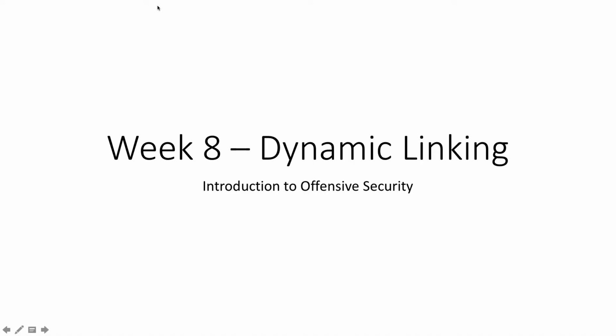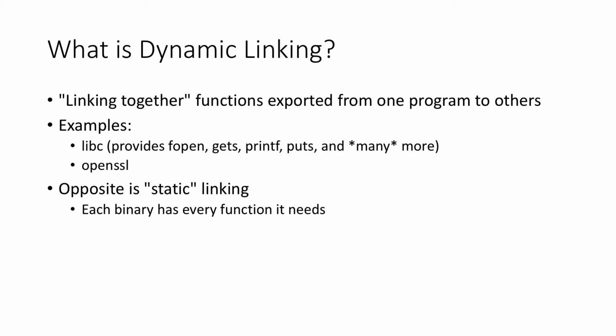All right, so dynamic linking. What is it? Dynamic linking is basically the idea of taking different programs, not really programs, we'll just refer to them as executables, and taking functions that one exports and linking them into another one. For example, you've probably heard of libc, or almost certainly of OpenSSL if you haven't. Each of these are shared libraries which export certain functions that you can use.